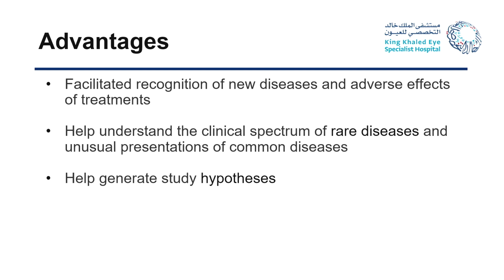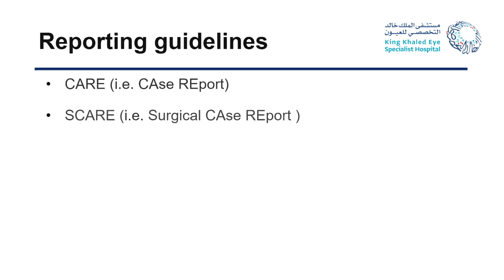The advantages of case reports, although they are at the bottom of the hierarchy of evidence: they can facilitate recognition of new diseases and adverse effects of treatment. They help us understand the clinical spectrum of rare diseases and unusual presentations of common diseases. They can help generate study hypotheses. The reporting guidelines, as requested by some journals, are CARE for medical cases and SCARE for surgical cases. They are 13 or 14 item checklists.